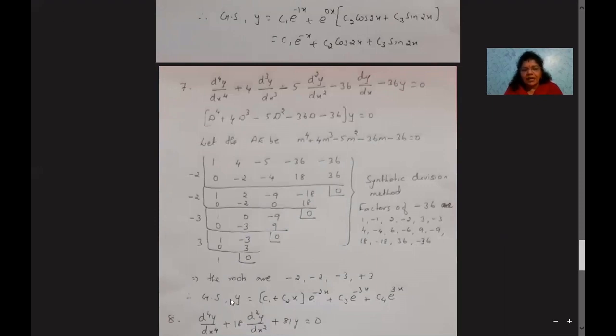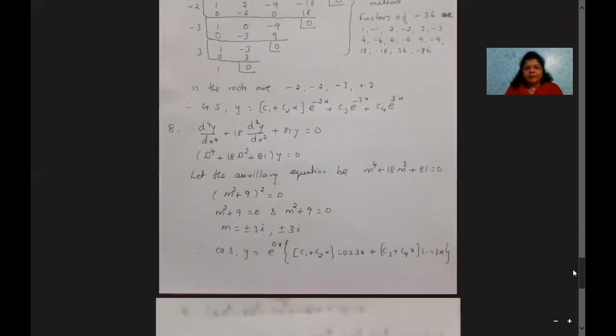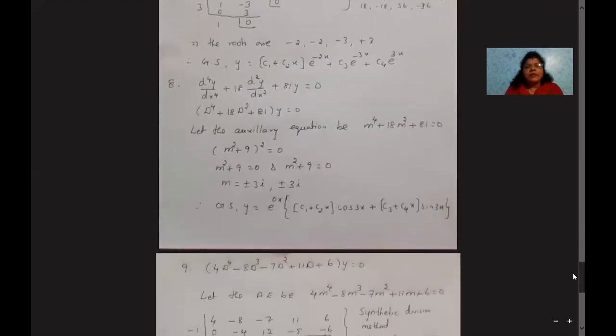Thus we obtain the general solution: y is equal to (c1 plus c2x) into e power minus 2x. That is case 2, real and repeated. The next one is minus 3 and plus 3. I'm going to use the process for real and distinct roots, that is c3 e power minus 3x plus c4 e power 3x. Let me move on to the eighth problem.